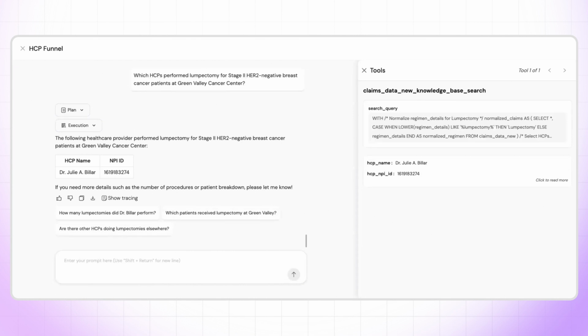So basically, Dr. Julia A. Biller with the NPI ID. So she is the doctor who has performed lumpectomy for stage 2 HER2 negative breast cancer at Green Valley Hospital Centers. Right. So these are the few capabilities that our agent has been able to show: invoke the knowledge bases, invoke the tools related to visualizations, provide pictorial charts, and give the information in a single frame. That concludes our demo.